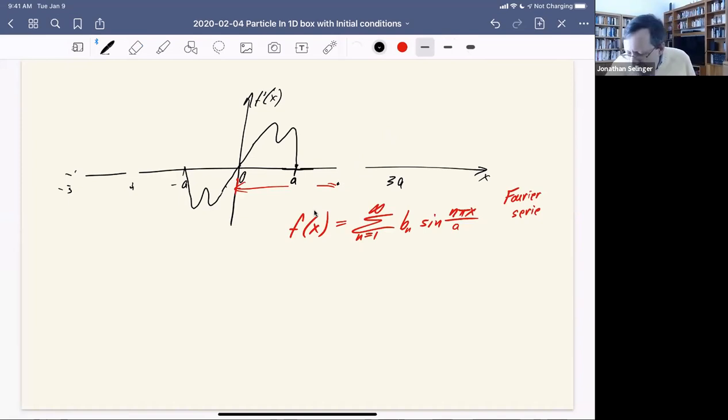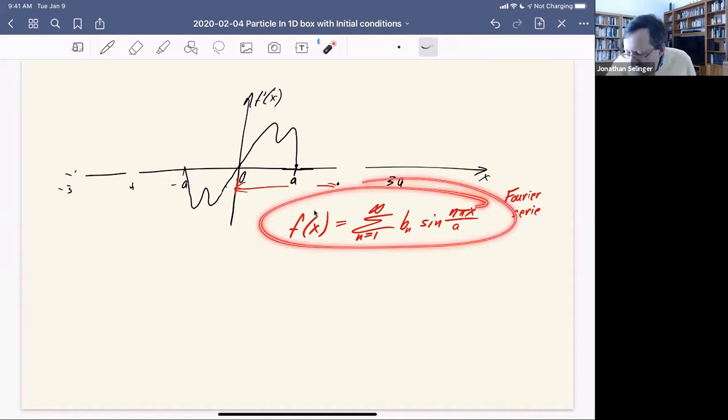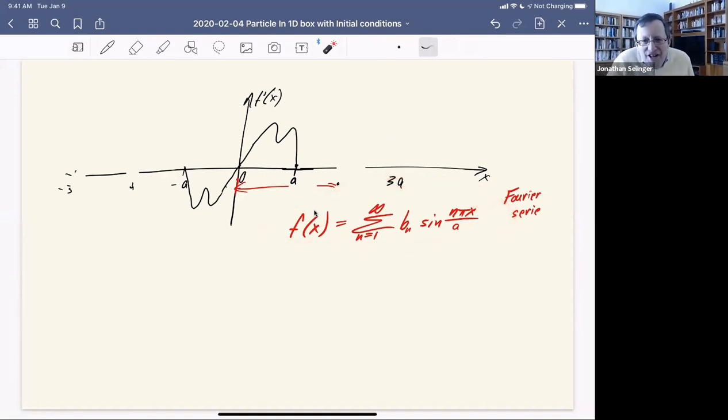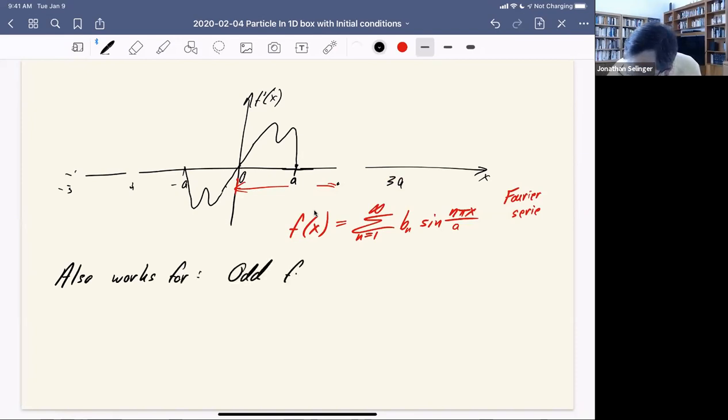But if the Fourier series worked for the infinite thing on the last slide, then for sure it works for this thing on this slide because it's the same function. I just did some erasing. So I could say it also works for an odd function on the finite domain minus a up to a.